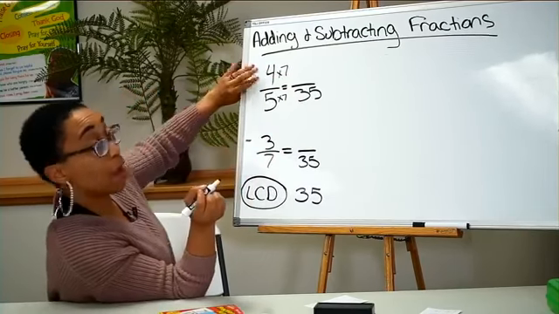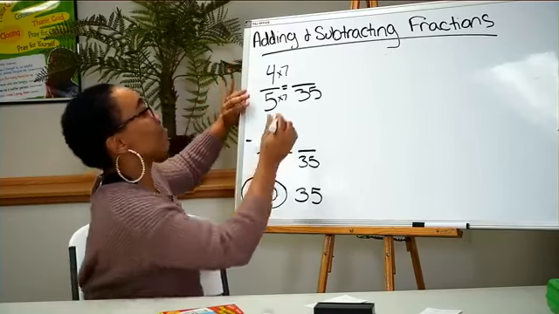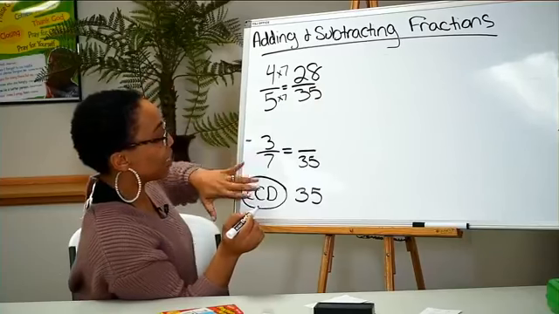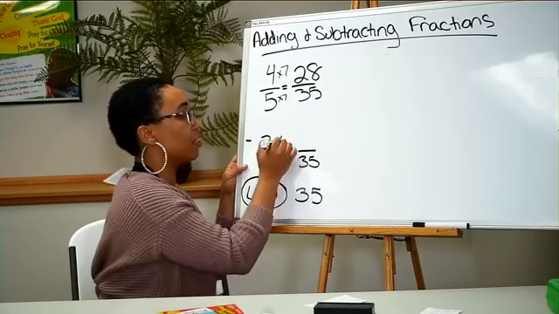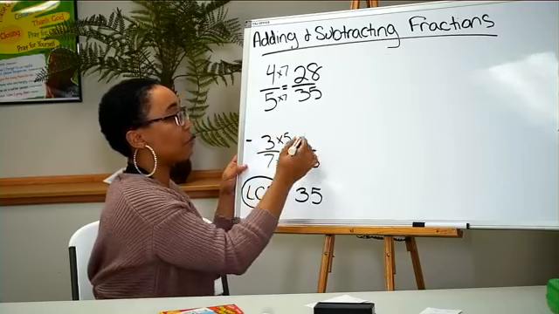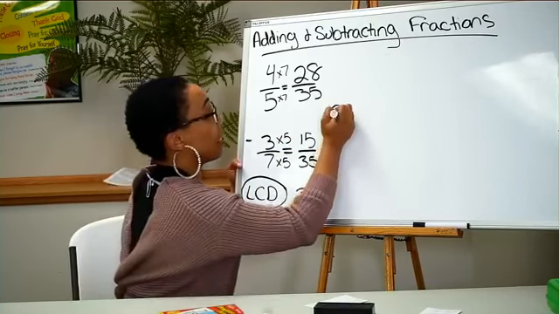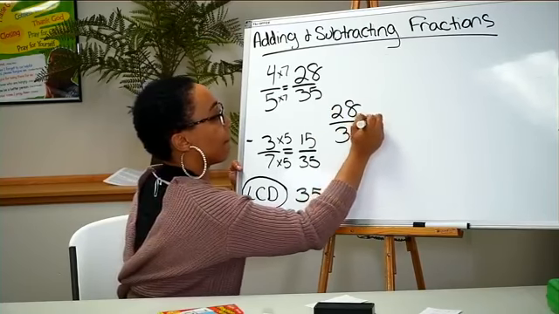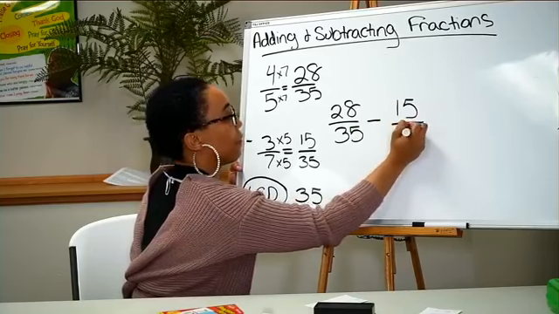Oh, sorry, I was going to move down here, but let's finish the fraction. 4 times 7 is 28. Then down here, 7 times what is 35? It's 5. What you do to the bottom, you do to the top. 3 times 5 is 15. All right, so we are subtracting. So we have 28 over 35 minus 15 over 35.